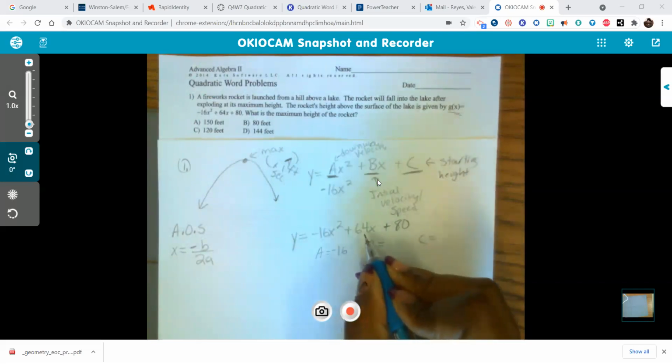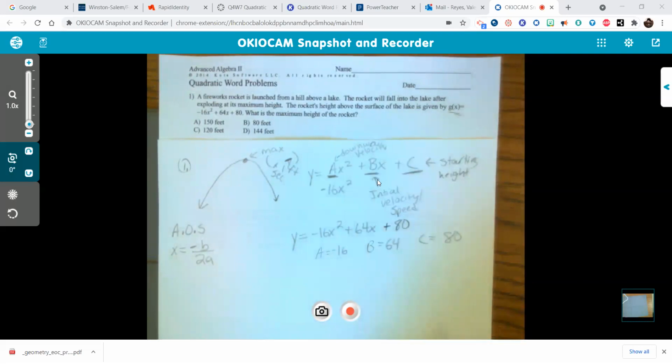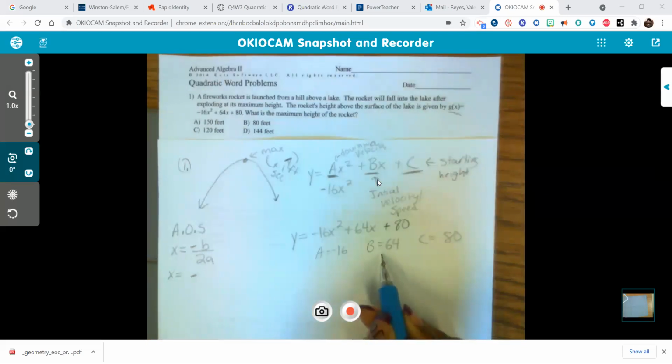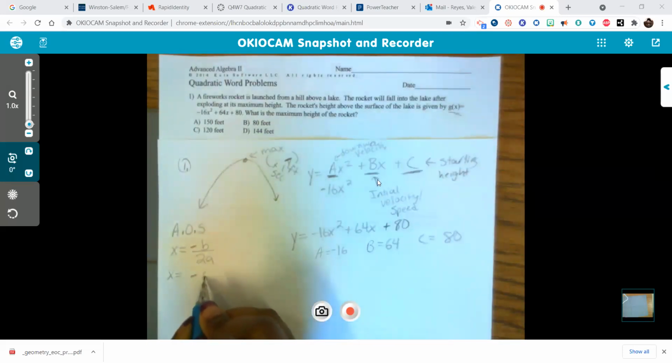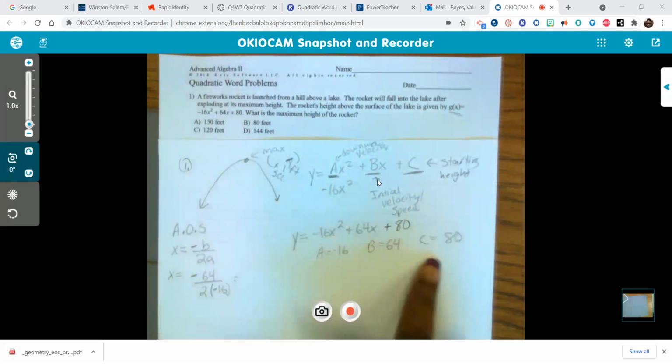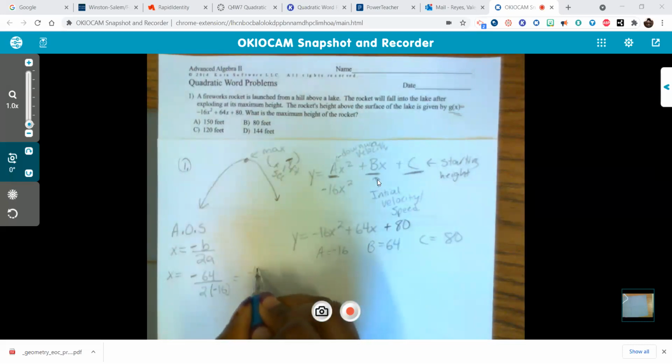Our B is 64, and our C is 80. We don't need 80, but we do need to know what that is. So now let's substitute those values in. We got negative, our B is 64, so let's put 64 in here, divided by 2 times our A, which is negative 16. You see how we substitute these values in that we needed? So now let's simplify. That gives us negative 64 on the top, and negative 32 on the bottom.